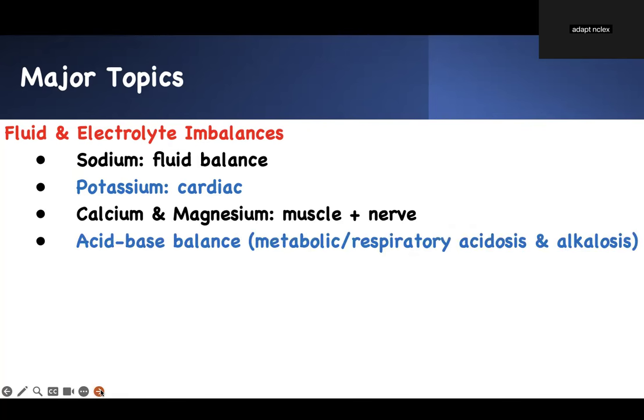And then magnesium and calcium, they deal with the muscle and the nerve, right? You have spasm, you have hyperreflexia, all the signs and symptoms associated with hypo and hypercalcemia or magnesemia. Easy way to remember these guys is what?